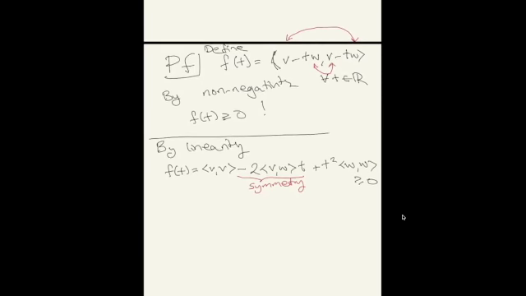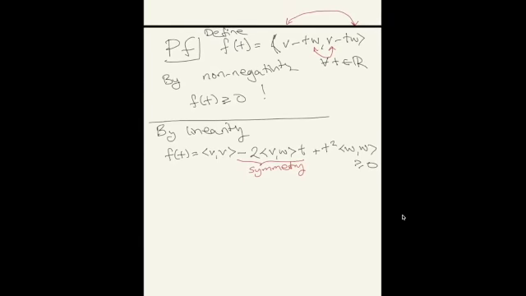So this is always a non-negative function. And the trick next is that this is a quadratic, and we can minimize a quadratic. So how do we minimize? We find where the derivative is equal to 0. In this case, t star is equal to the inner product of v with w divided by the inner product of w with w. And whenever you write something with a division, there's a warning. You can't divide by 0.